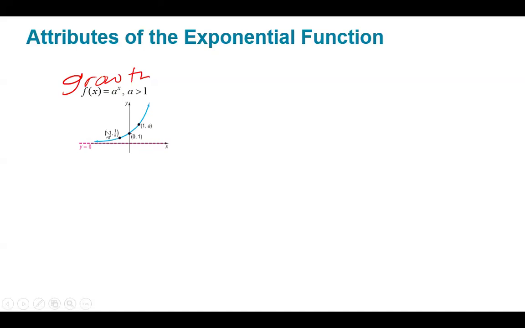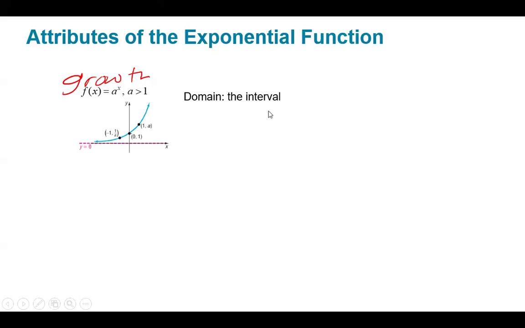Okay, the values here just all depend on whatever your a is. So whatever a is, these points are going to change, but the shape and what it looks like is going to stay the same. Okay. You're going to have your asymptote. You're going to have your y-intercept at (0, 1). And that's going to be the same for all parent functions with whatever base it may be.